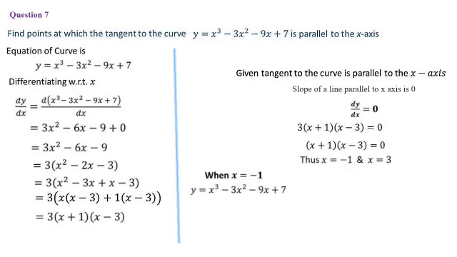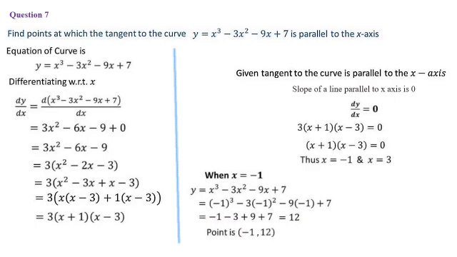y is x cube minus 3x square minus 9x plus 7. Let's put the value of x here: minus 1 the whole cube, minus 3 into minus 1 the whole square, minus 9 into minus 1, then plus 7. Minus 1 the whole cube is minus 1. Then minus 3 into 1 is minus 3. Then minus 9 into minus 1 is plus 9, plus 7. 9 plus 7 is 16. From 16, if you remove 4, we get 12. Then the point is minus 1, 12.